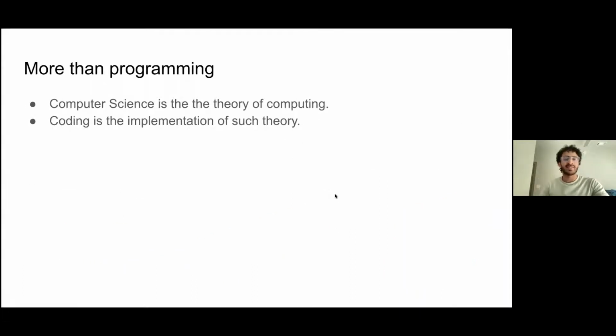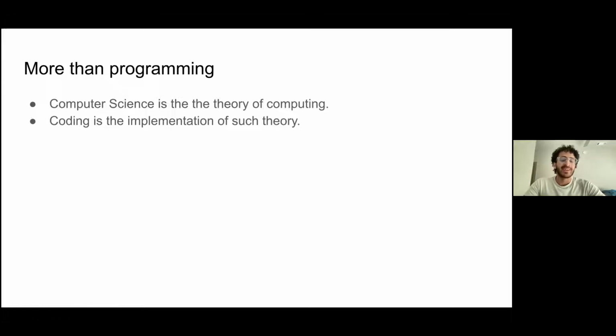But we need to understand that computer science is more than programming. This is a misconception that a lot of people have, especially when they go into college to study computer science. They think, oh, I'm going to study computer science. I'm going to learn Python. I'm going to learn Java. I'm going to learn C++. And all they're going to be learning is computer science, or programming, I should say. See, even I made that mistake.